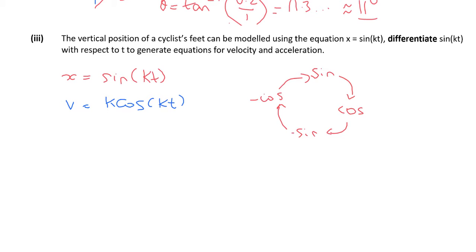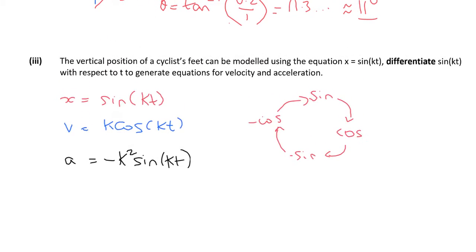And then acceleration, we're going to take the derivative again. So whatever's in comes outside, and cos goes to minus sine, so we're going to get minus k squared sine kt. And when you get into SHM, you'll see very quickly what k represents in your SHM equations, but this is the general version of it. Okay, so let's move on to the next set of questions.